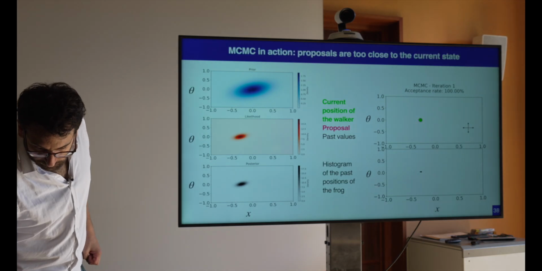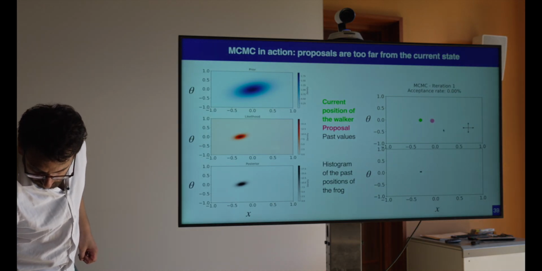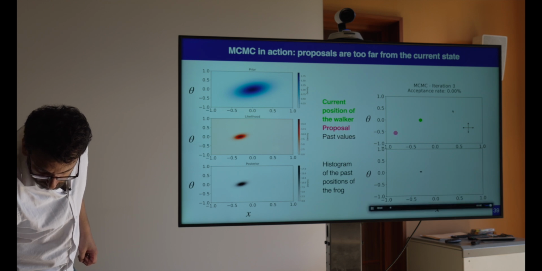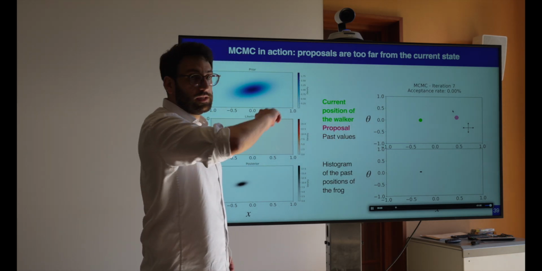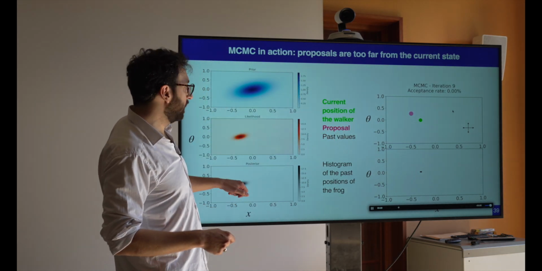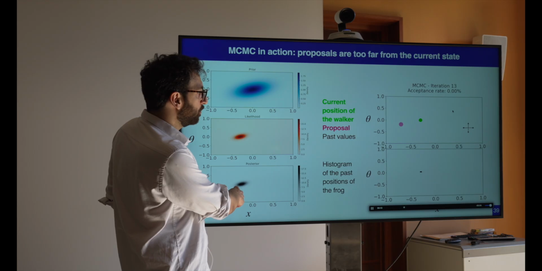Let's see now what happens if you make jumps which are far too big. You were in a pretty high probability distribution.